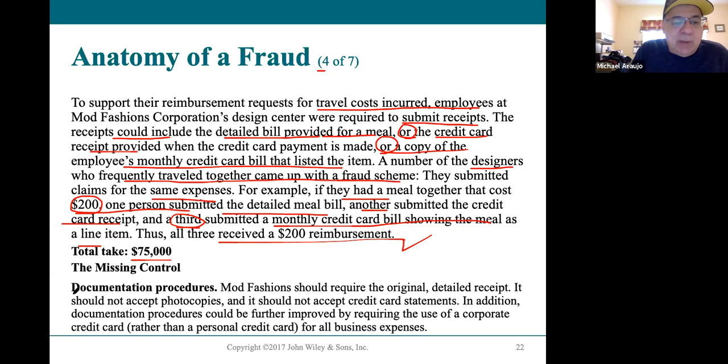Missing control? Well, they had really bad documentation procedures. The best thing they could have done to limit all of this is simply to have a corporate credit card for all business expenses, and thus only one person would use it, and they would only show up once. Instead, they relied on personal credit cards and these photocopies and all this other stuff, and it got them into trouble. So poor documentation.